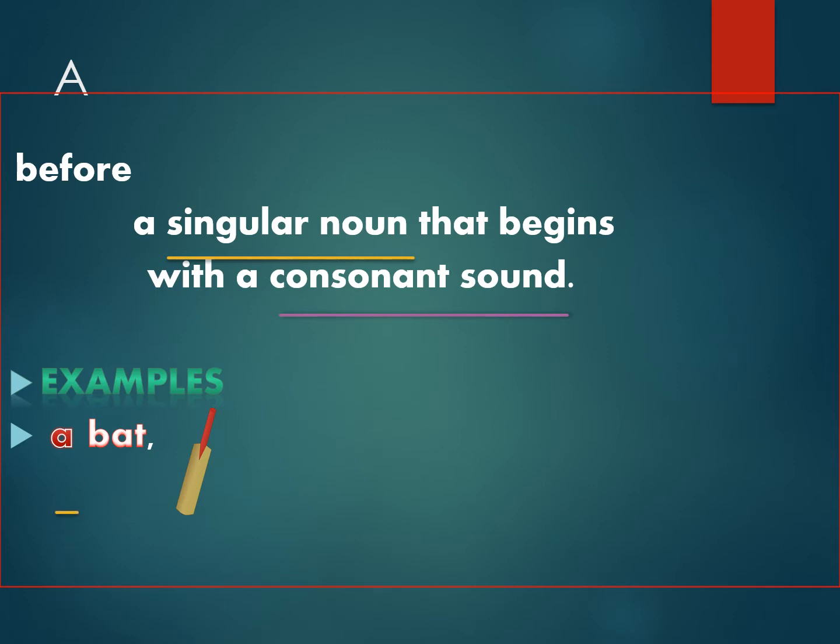Let's see another example. A cow. So cow is a noun, singular noun. The first letter of cow is C. It is giving the consonant sound k. Cow. That's why article a is used before it.